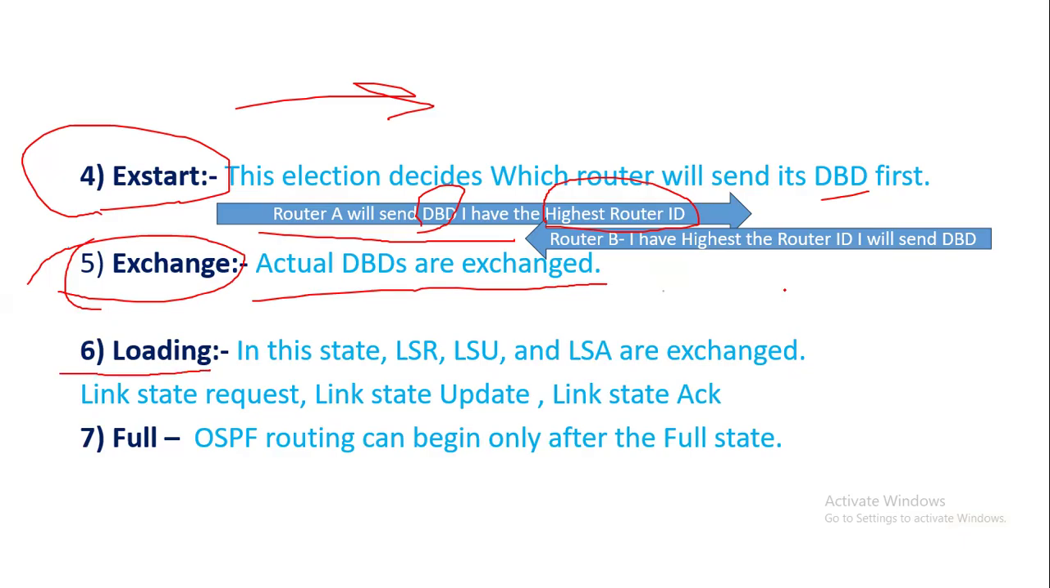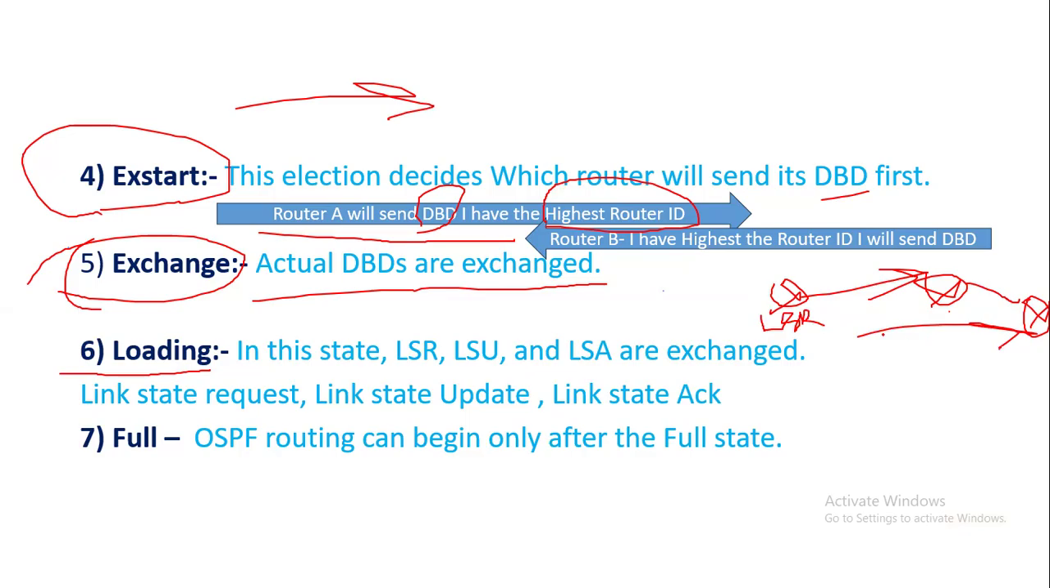Now the sixth stage is loading. Let's take an example: router A adding one new network. So router A, router B, the information is already shared. If a new network or a new router is added into this router, then this router will request that router's full information. That means a link state request.